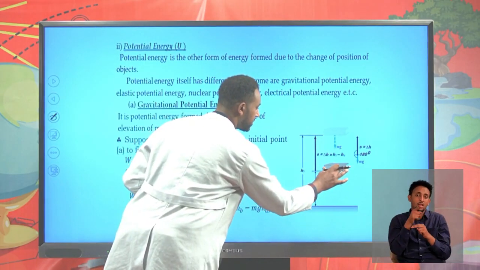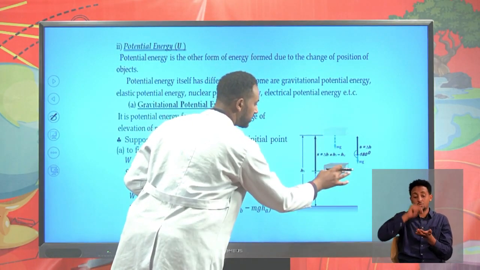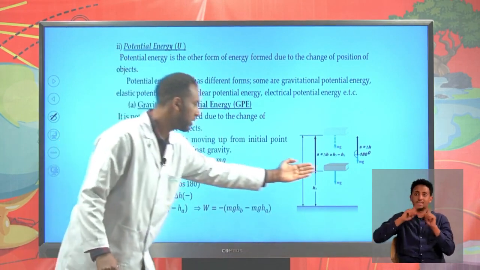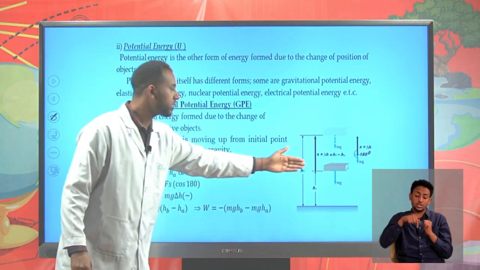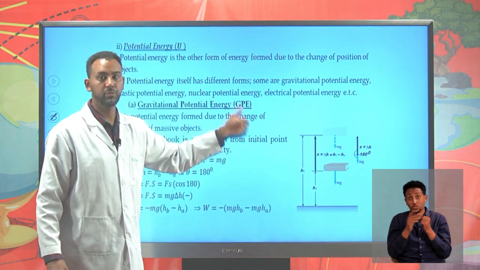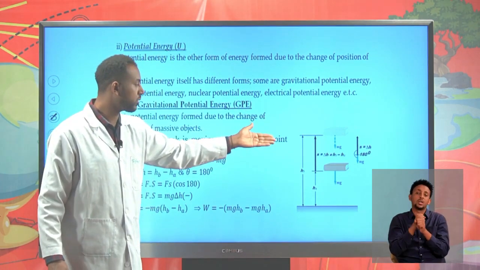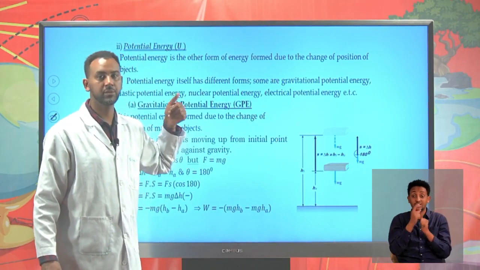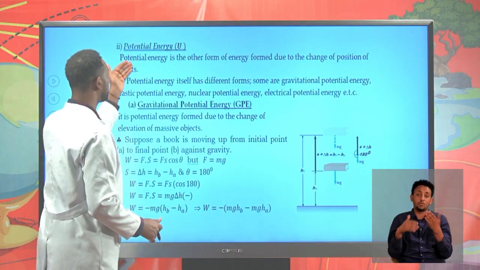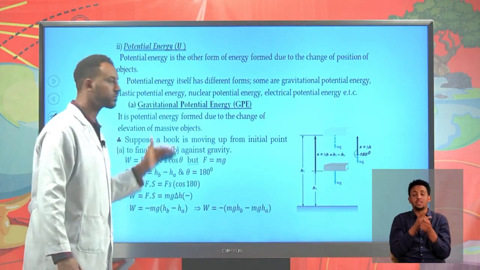Suppose this object is moving from point A to point B, to a different elevation. You can shift this way or this way. There will be a change of position. Due to that change of position, there will be work performed on it. And the change of something that enables us to perform work is energy. The type of energy here is known as potential energy.